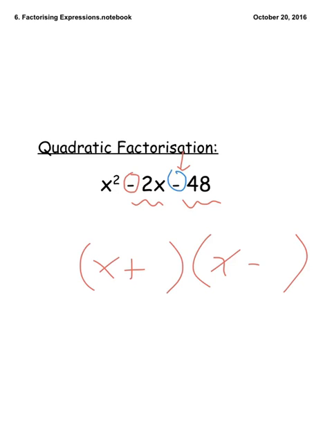I need to be careful. This minus sign here tells me that the bigger one has to be negative. So I'm going to have positive 6 and negative 8. And that's my final answer.